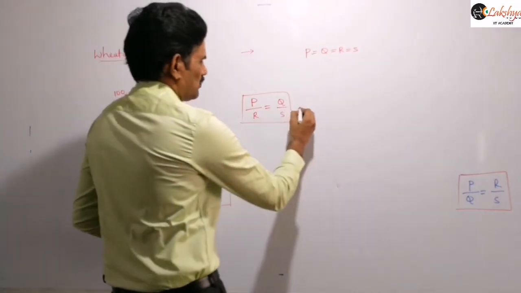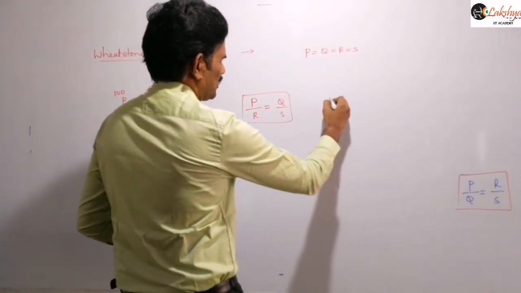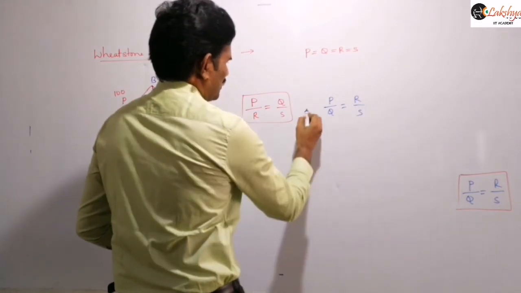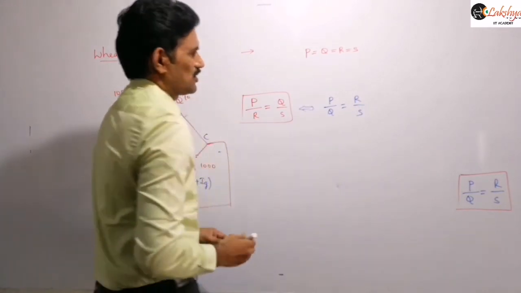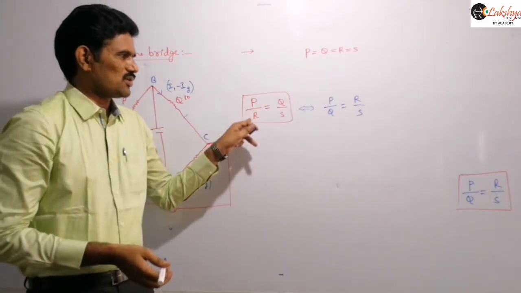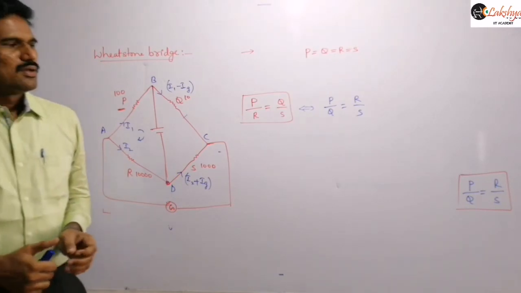So that means draw this, write this equation and also mention that these two are the same. That means P by Q is nothing but R by S. Either you can mention it like this or like this. We are just rearranging the terms here. We are writing Q here and R here. Next.